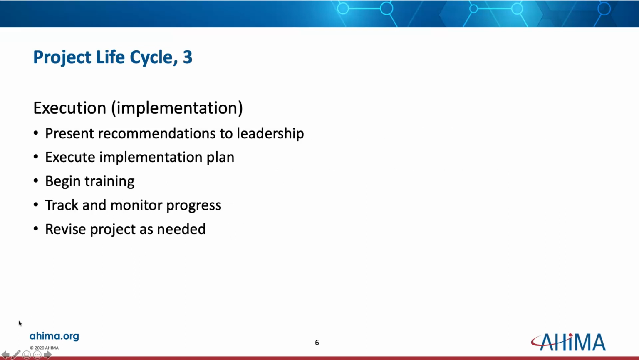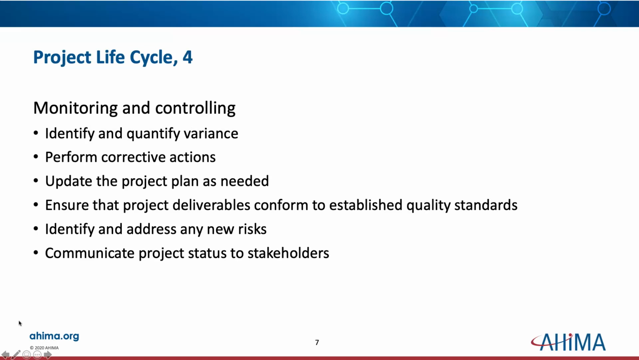Execution. This is the implementation phase where you're presenting recommendations to leadership, executing your implementation plan, beginning training, tracking and monitoring progress, and revising the project as needed. Then you're moving into monitoring and controlling, where you're looking at variances and performing corrective actions. You update your project plan as it needs it. You make sure that project deliverables conform to established quality standards. You identify and address any new risks and communicate the status to stakeholders.